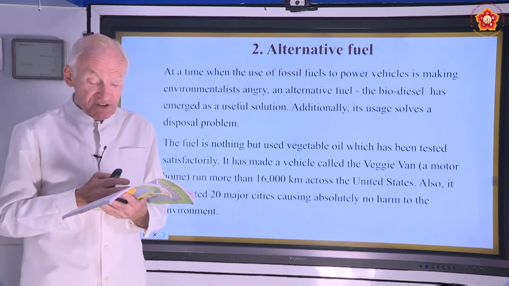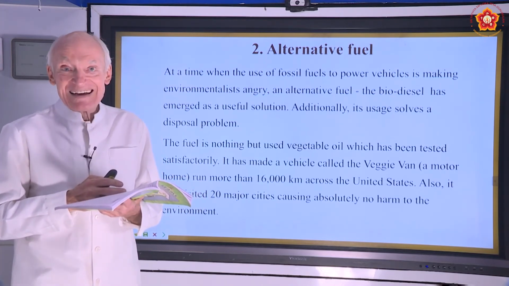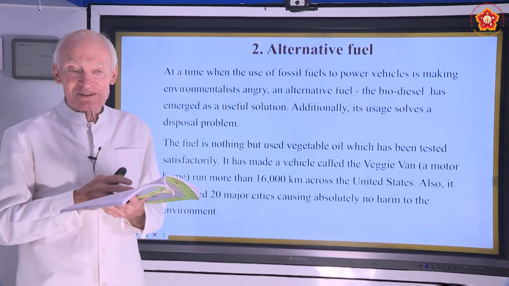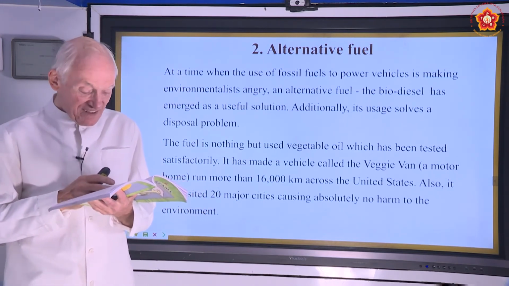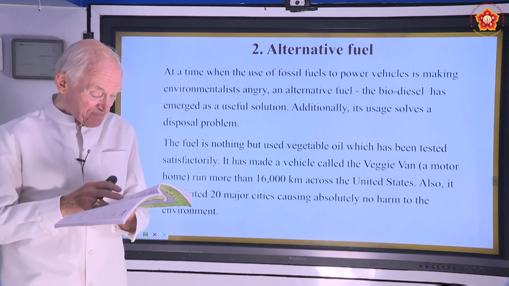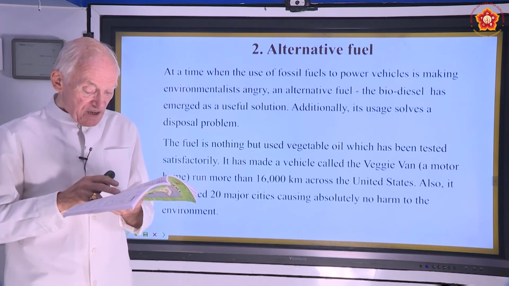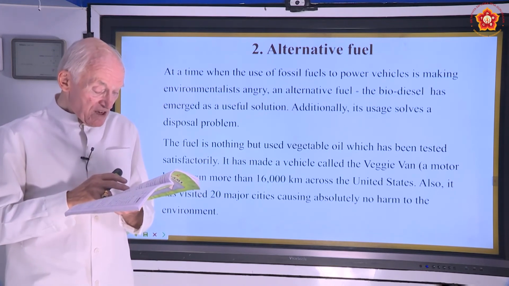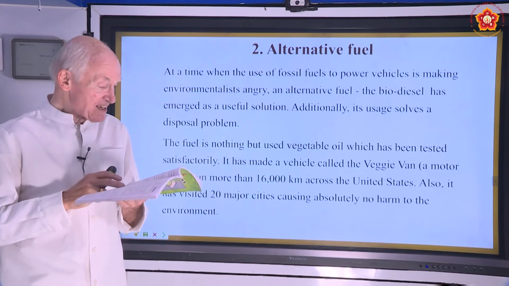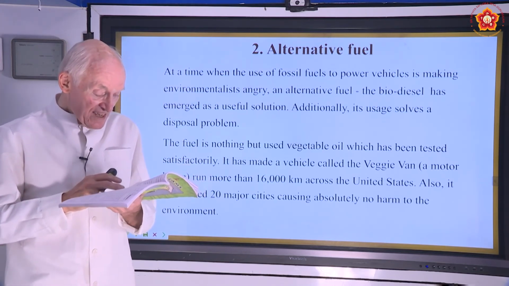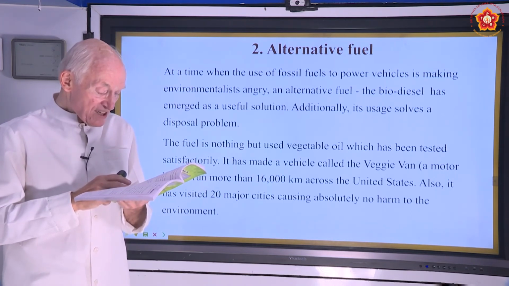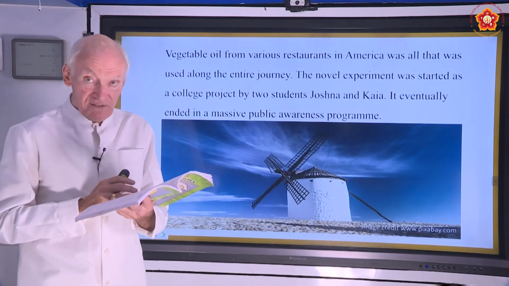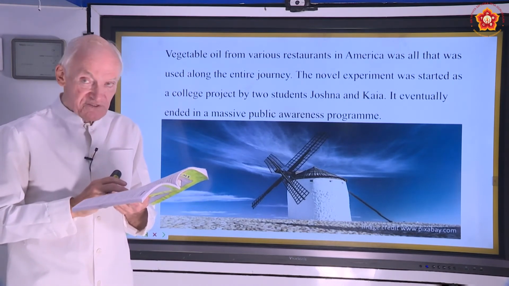At a time when the use of fossil fuels to power vehicles is making environmentalists angry, an alternative fuel, the biodiesel, has emerged as a useful solution. Additionally, it solves the disposal problem of what to do with all these greasy things. The fuel is nothing but used vegetable oil, which has been tested satisfactorily. It has made a vehicle called a veggie van, a motorhome, run more than 16,000 kilometers across the United States. Also, it has visited 20 major cities, causing absolutely no harm to the environment. Vegetable oil from various restaurants in America was all that was used for the entire journey.